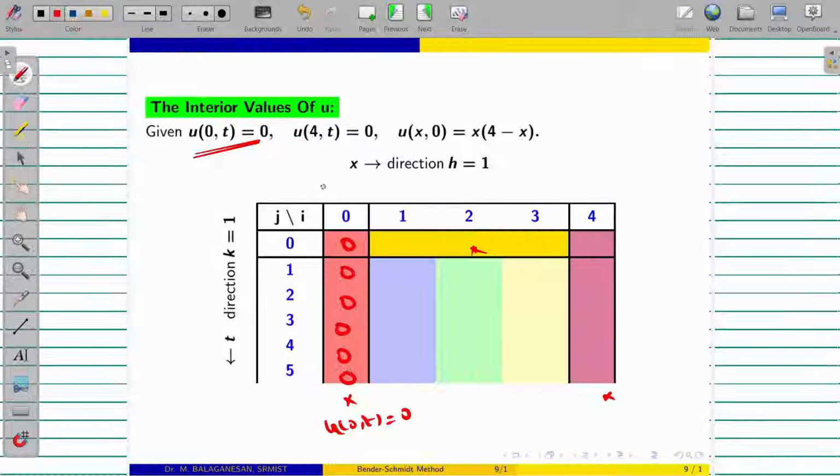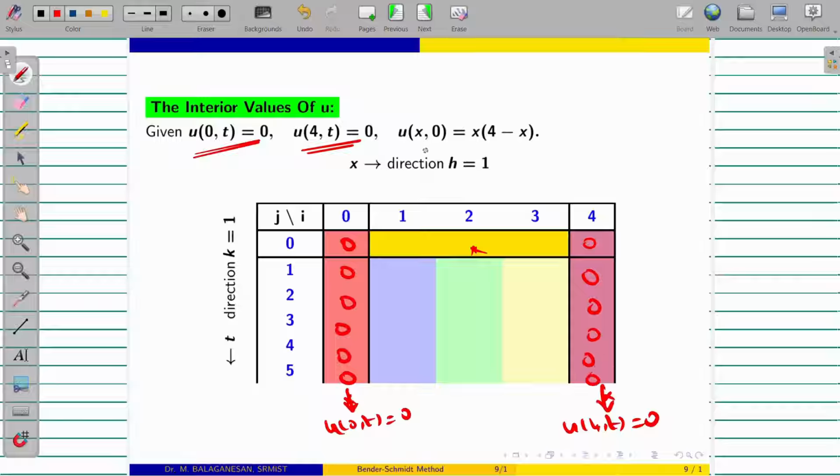Clear? Similarly, what about the other boundary condition? u(4, t) = 0. x equal to 4, where will it be? This one. So u(4, t) = 0. Whatever t may be, for all t, this value will be 0. So 0, 0, 0, 0, 0, 0.